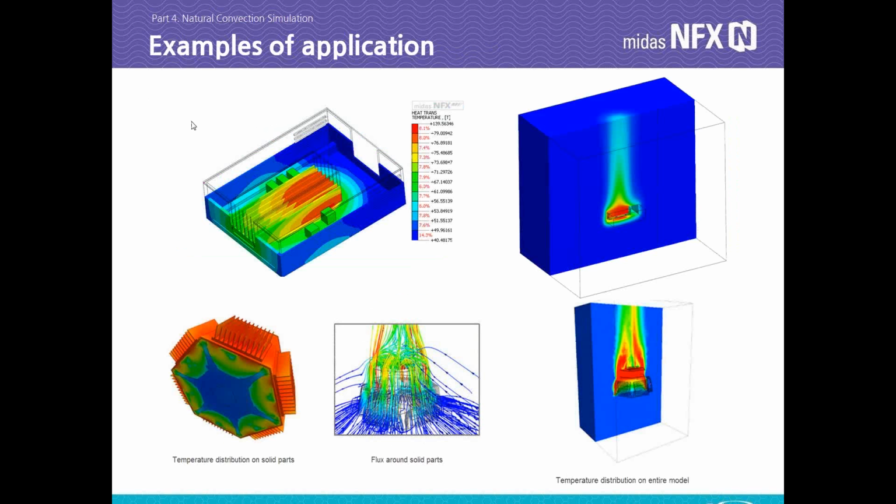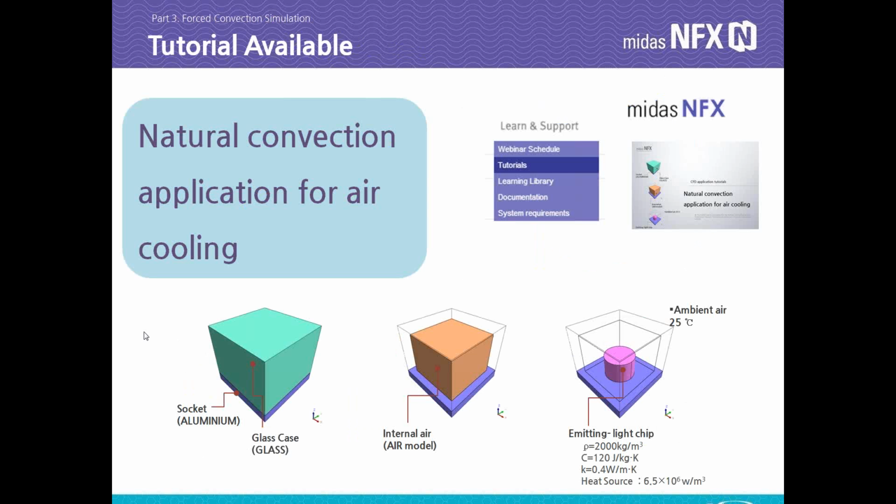So you have a few examples of application, and this type of analysis is mainly done also for electronic equipment, like the natural cooling of the PCB board, but it can be done also for the temperature distribution of solid parts around the LED model, for example. So these are two domains of application of this natural convection.